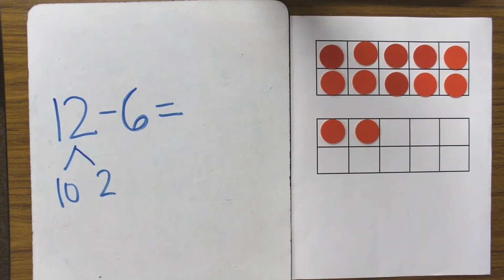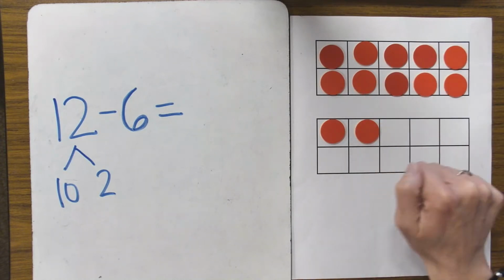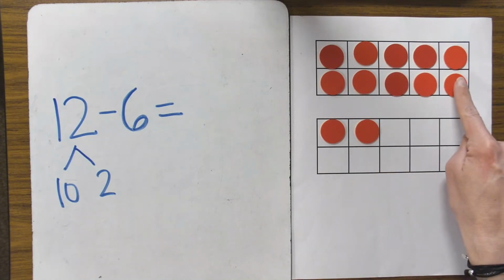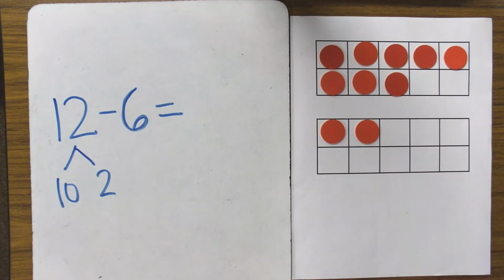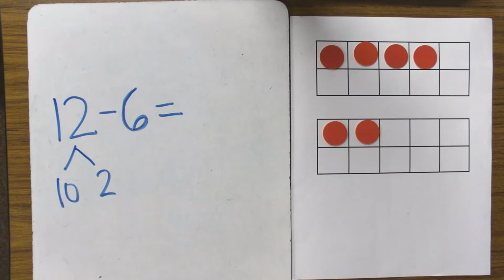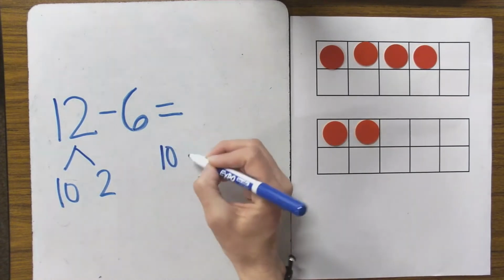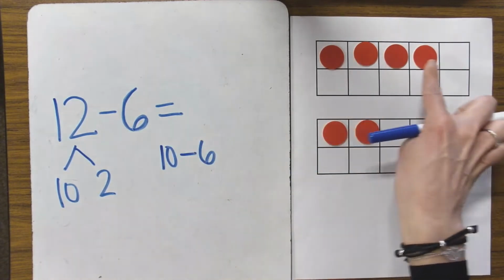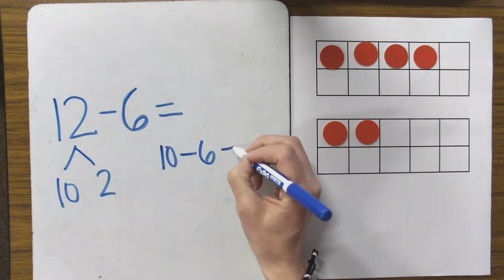So what I can do is find somewhere else to take away 6. I definitely have enough in my 10. So I'm going to take away 6 from my 10. 1, 2, 3, 4, 5, 6. So 10 minus 6 left me with 4 dots in that 10 frame.